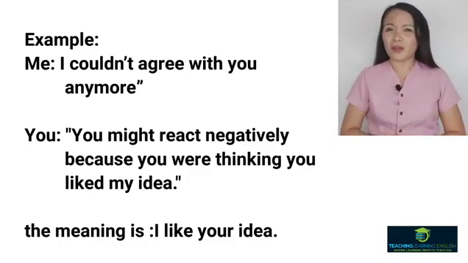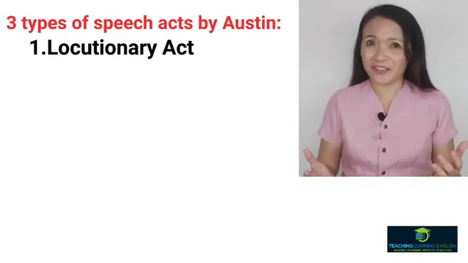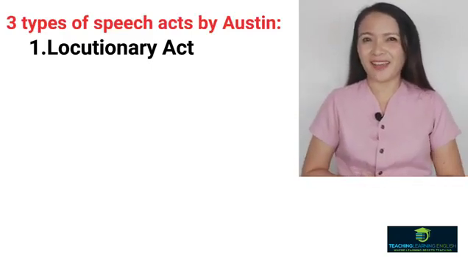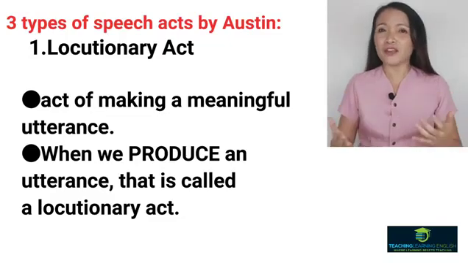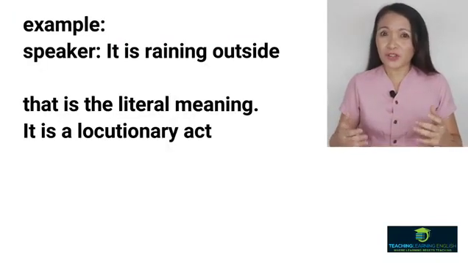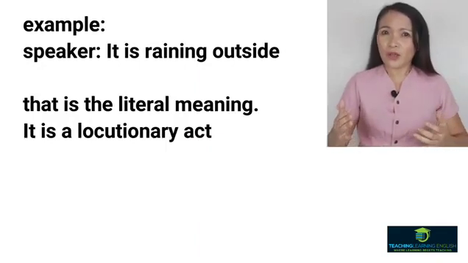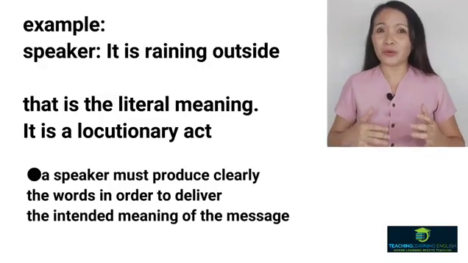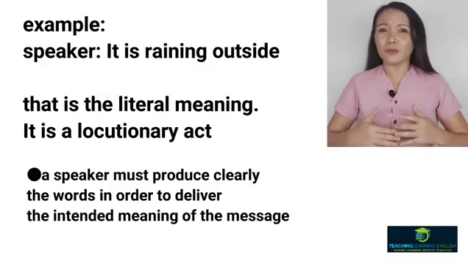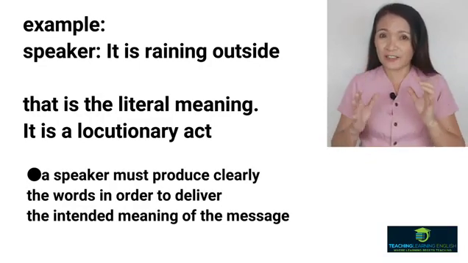According to Austin, there are 3 different types of speech acts. The first one is the locutionary act. Is it familiar? Don't worry, our lesson is super easy. It is the act of making a meaningful utterance. When we produce an utterance, that is called a locutionary act. When a speaker says, "It is raining outside," that is the literal meaning of the utterance. If we have difficulty forming the sounds and words to create a meaningful utterance, then we may fail to produce a locutionary act. That's why you have to produce clearly the words.